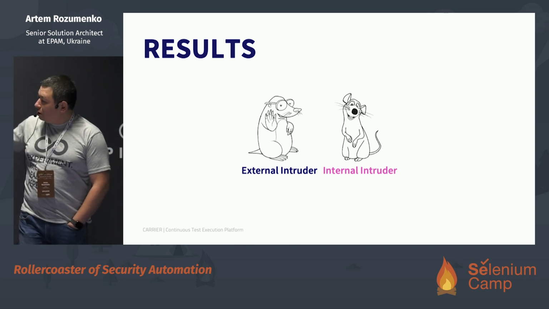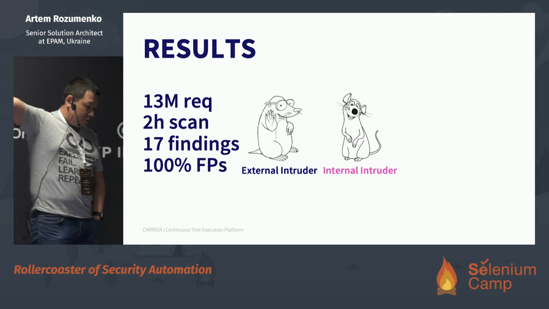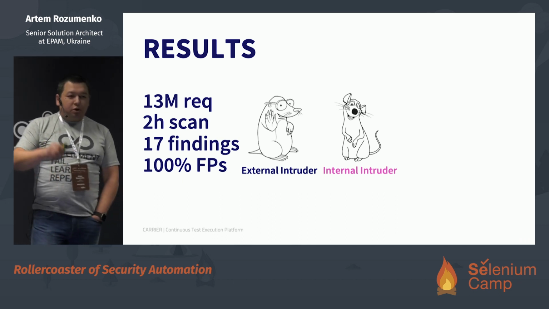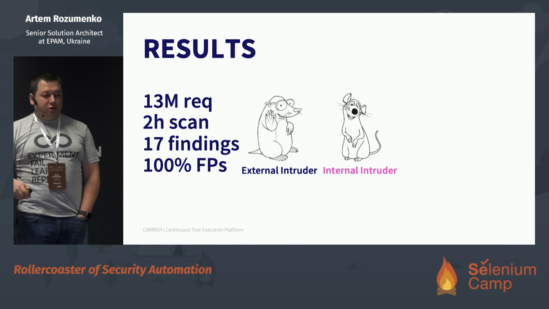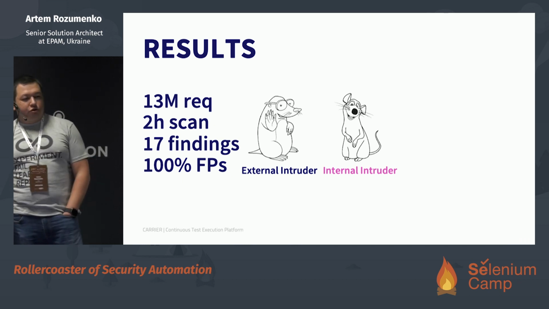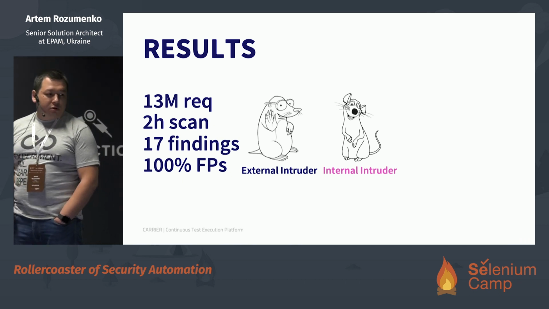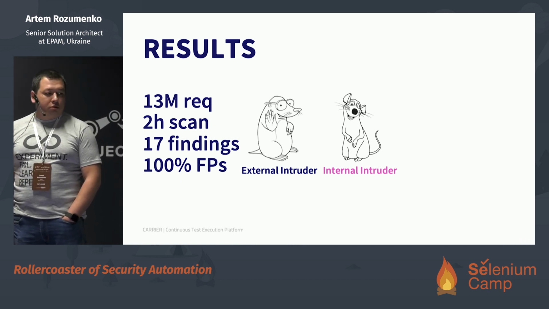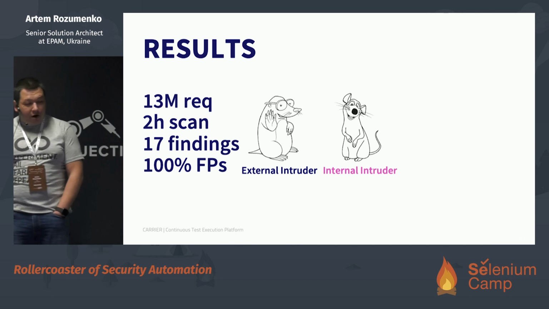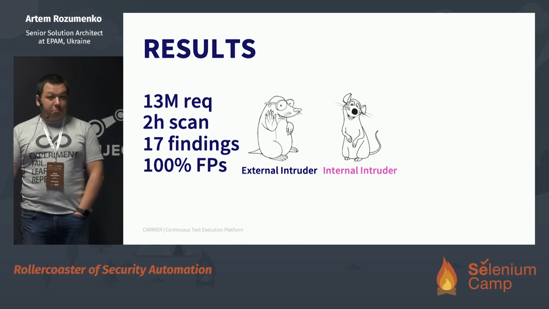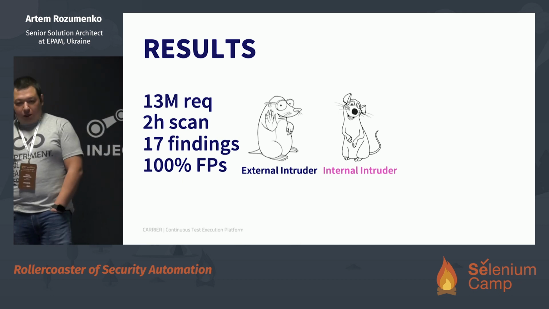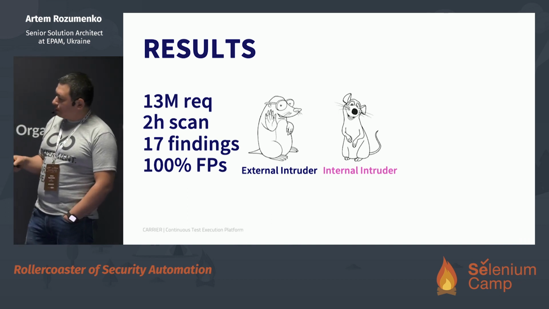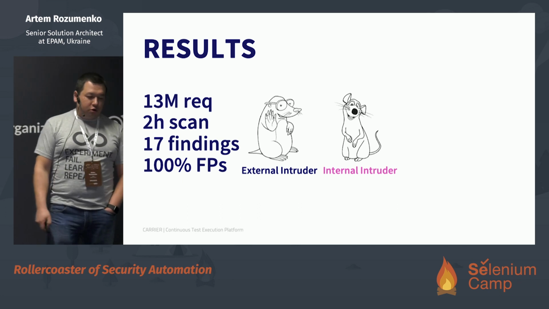The external intruder was running for 2 hours and hasn't found any valid issues. 100% of the issues were false positives. It's absolutely useless. It may find some issues, technically, but not in this case, and not in most cases. Then, okay, let's do an internal one.